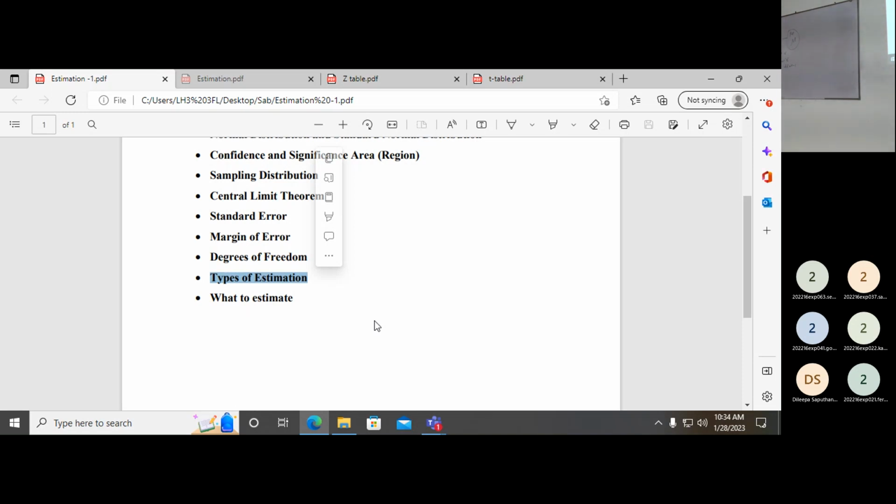If the size of the sample is less than 30, that is a small sample. The T-table is applied, with degrees of freedom given by df equals n minus 1.